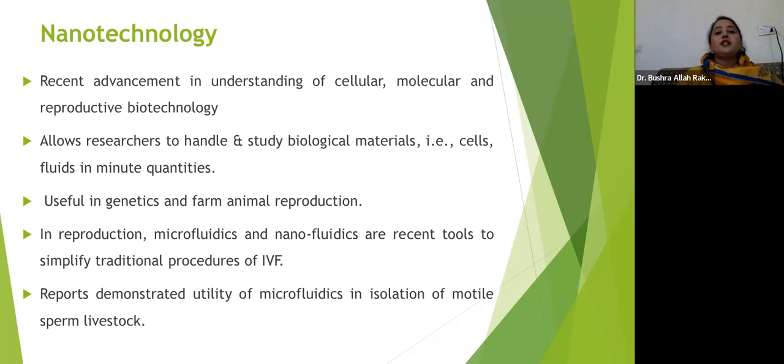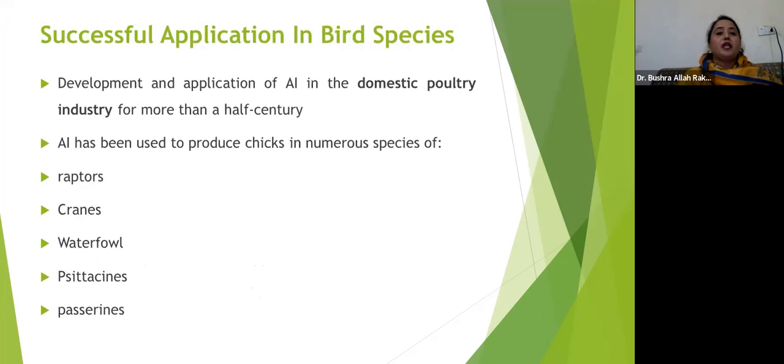So recent advancement in understanding of cellular, molecular, and reproductive biotechnology allows the researcher to use cell fluids in minute quantities, and they are useful in genetics and farm animal reproduction. In reproduction, microfluids, as I told you in a previous slide, these stem cells can be obtained from the amniotic fluids, and from there you can use these technologies. And of course, these microfluids are very helpful in isolation of motile sperm in livestock.